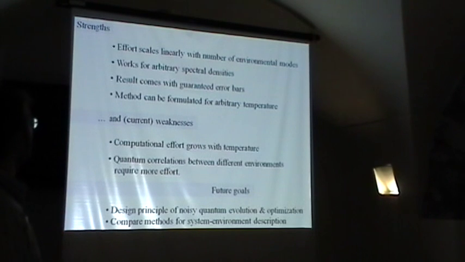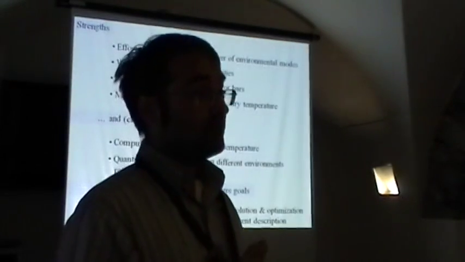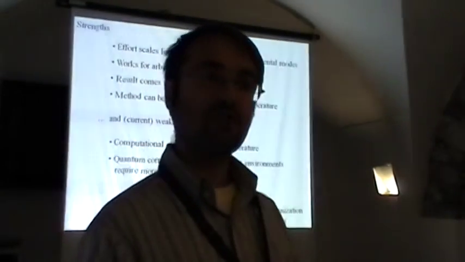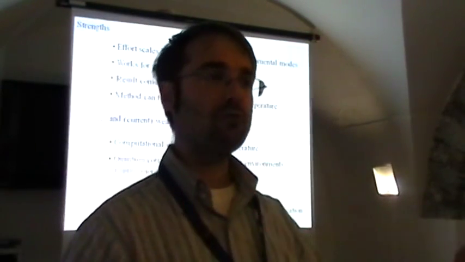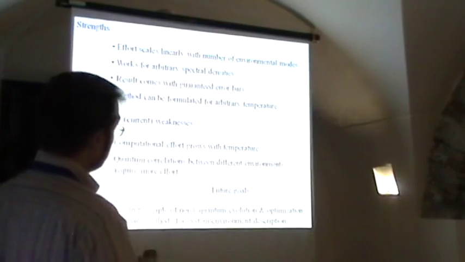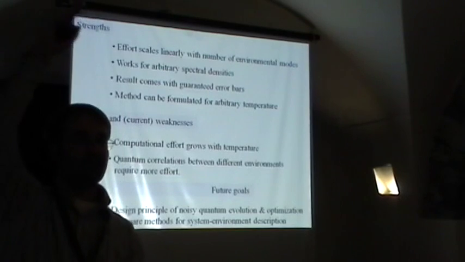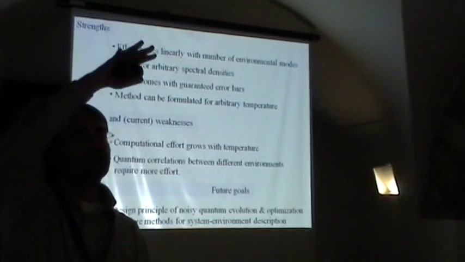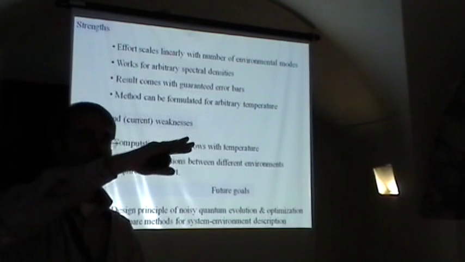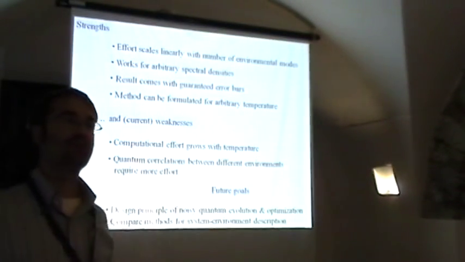Now, I have to be honest. There are current weaknesses. One is that the computational effort grows with increasing temperature. That's not surprising, because the number of environment modes you have to take into account, and their excitation, will grow with increasing temperature, and you have to keep track of that in this method. That could be a problem. In a way we are coming from the bottom, and other methods, like the path integral methods, come more from the top. They work particularly well for higher temperatures, and they get a bit more challenging for lower temperatures. It could well be that there's a crossover somewhere where we start to lose and path integral wins, or the other way around.